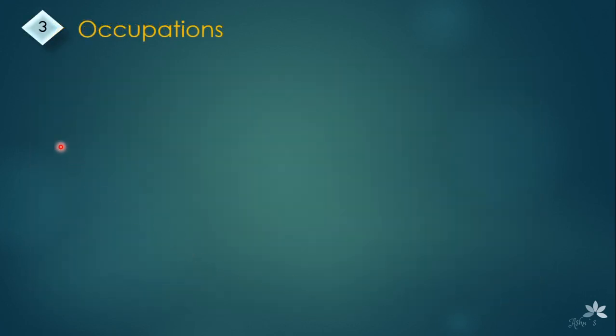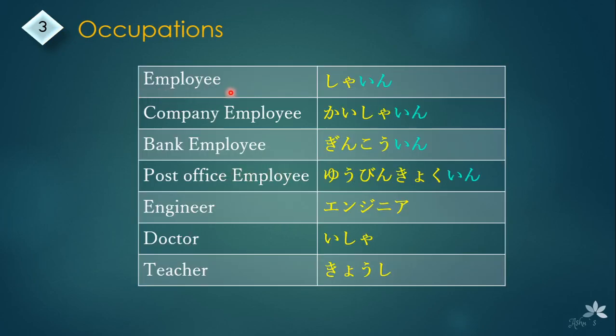Now let's see how to tell the occupations. Employee. When you have to just say employee, say sha'in. In is the suffix added to tell it's employee or worker. Company employee. The word for company is kaisha and for employee it's in. You add the suffix in, you get a company worker or a company employee.